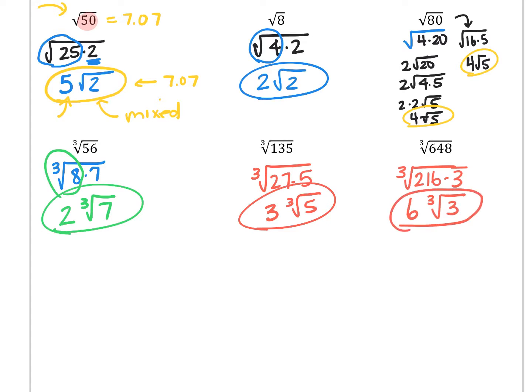The one thing I want to point out is that when it's a cube root, make sure you keep that index on there. Make sure you don't lose it, because a square root and a cube root are two very different things. So that's all there is to converting from an entire to a mixed radical. You can go ahead and practice now.